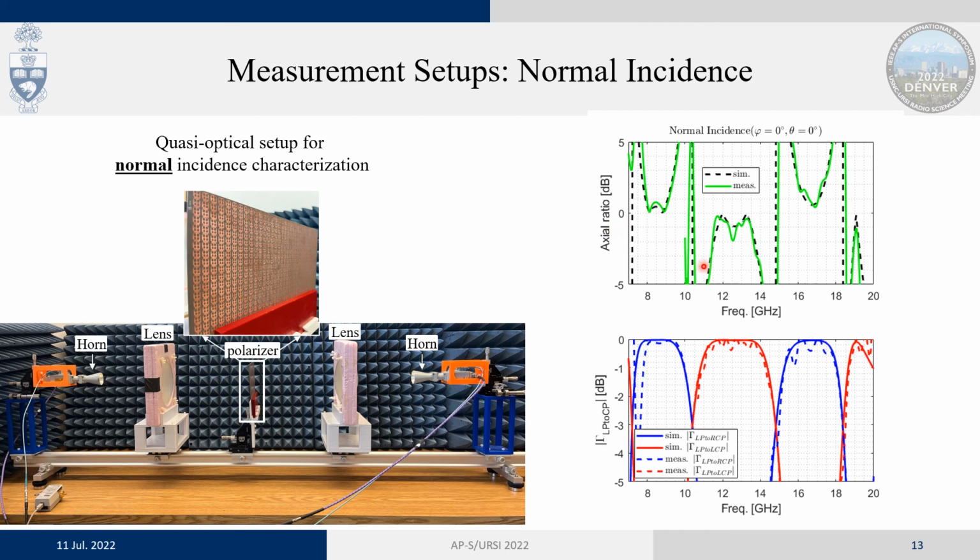Now you can see the simulation results and the measurement results represented here. The axial ratios, you can see even in the measurement results, are below 3 dB and greatly match the simulated results. We also converted the linear polarization to circular polarization, where again you can see a great agreement between the simulated and the measured results, and also the switch between the handedness of the circular polarized wave that is reflected.